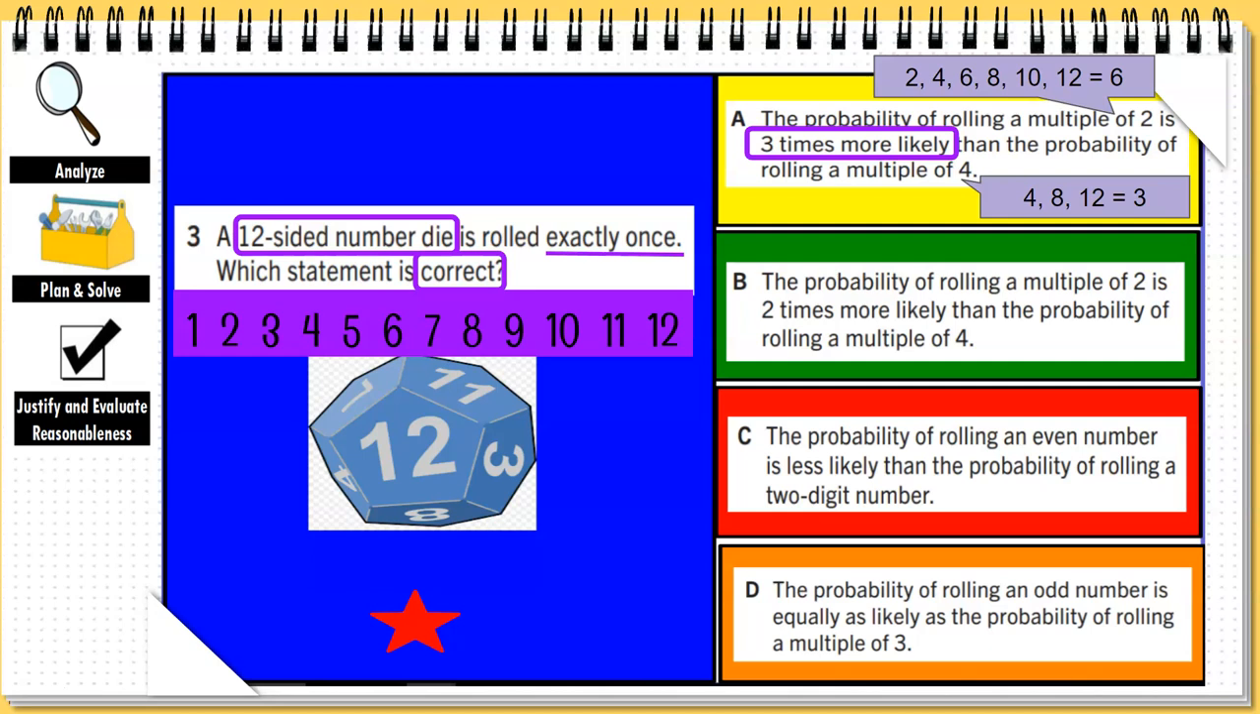Now that I have made my thinking visual, I can easily go back and see, is this a true statement or not? It's saying rolling a multiple of 2, there are 6 of those, is 3 times more likely than rolling a multiple of 4. There are 3 of those. Well, it's not 3 times more likely because 3 times 3 is 9. So this is actually an incorrect statement. It is wrong because it's not 3 times more likely, it's only 2.